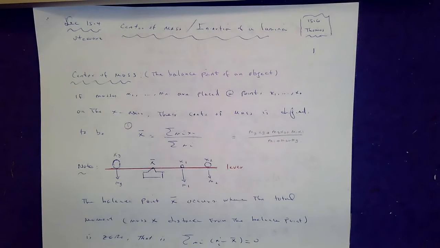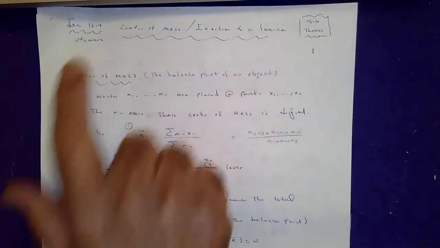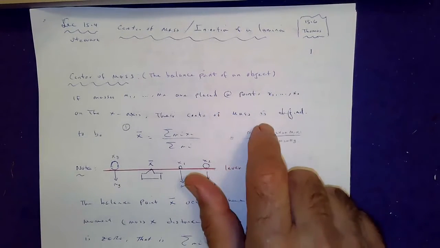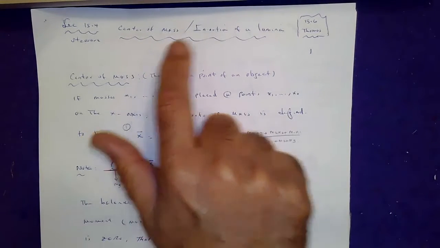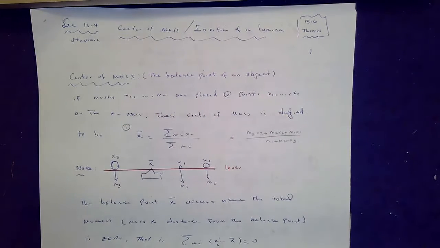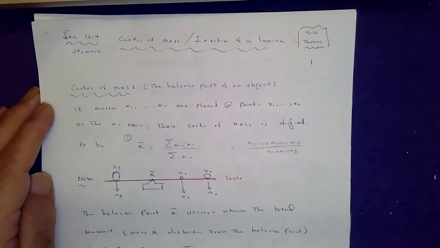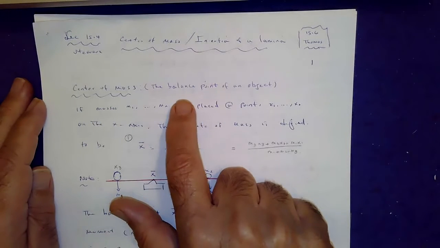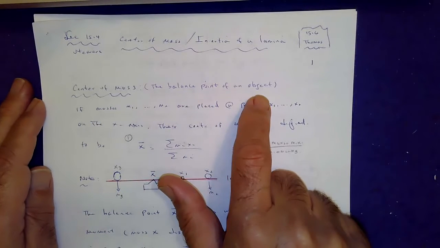Section 15.4 in Stewart's textbook, which is 15.6 in Thomas's textbook. It's about center of mass and inertia of a lamina. So the definition of center of mass, basically in layman's terms, is the balance point of an object.